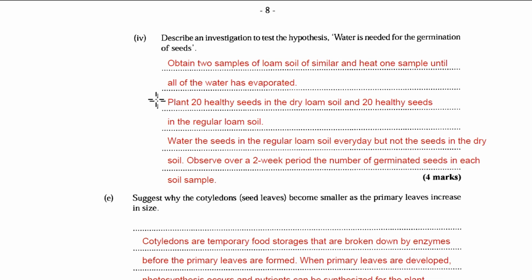So plant 20 healthy seeds in the dry loam soil and 20 healthy seeds in the regular one. Water the seeds in the regular loam soil every day, but not the seeds in the dry soil. And then they could observe the rate of germination, or how many seeds germinate, over a 2-week period of time. And they could record how many every day or every 2 days or so.